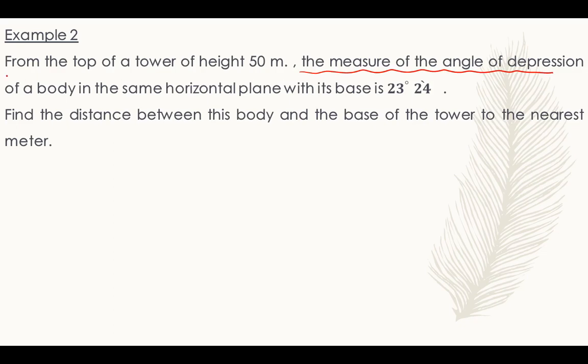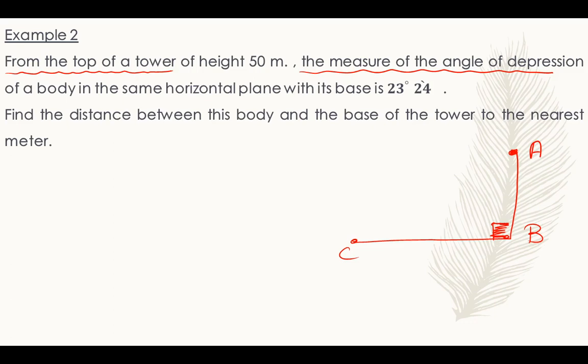Okay, and the man is on the top of a tower. So the man on the top is looking at an object on the ground. So first we are going to draw the right angle triangle here, A, B, C. Okay, this is the right angle triangle A, B, C.